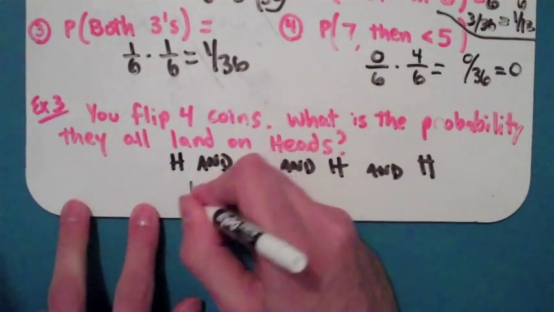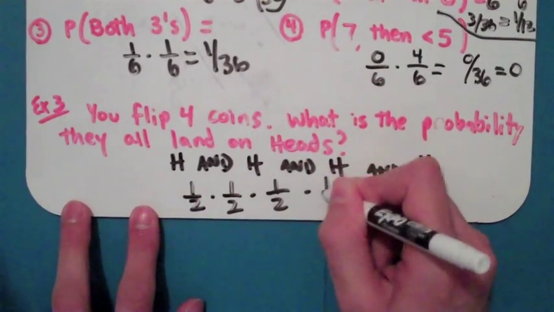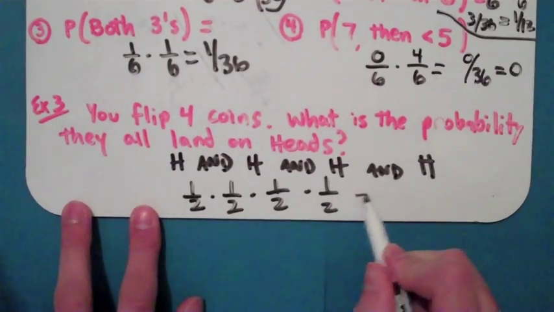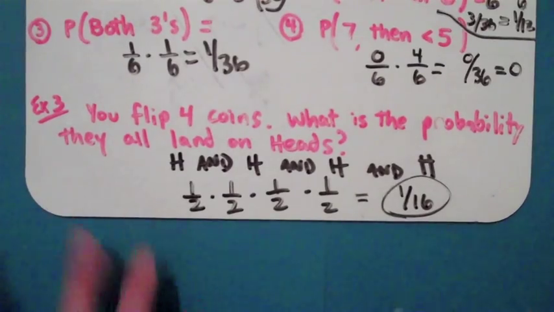So all we do is take our 1/2 times 1/2 times 1/2 times 1/2, because the probability of each coin landing on heads is 1 over 2. And we end up with 1 out of 16. So there's a 1 in 16 chance that if you flip 4 coins, they will all land on heads.